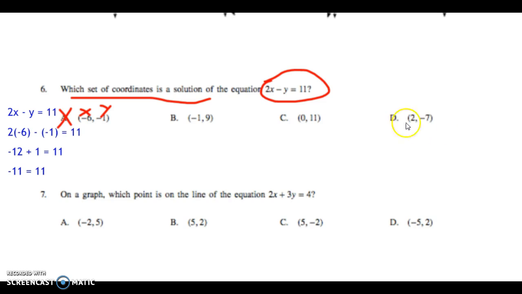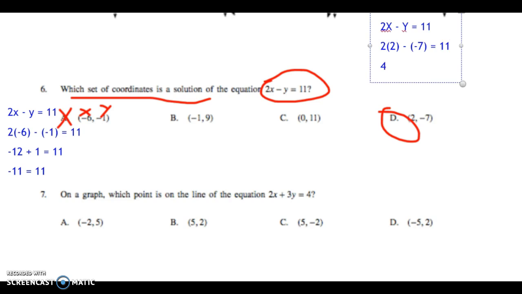But eventually we do want to find the correct answer, so I'll tell you that B is not it and C is not it, and I'm going to prove to you that D is the correct answer. For D, we can write out the same equation, which is 2x minus y is equal to 11. I have my caps lock on for some reason. I know that my x value is 2, and my y value is -7.